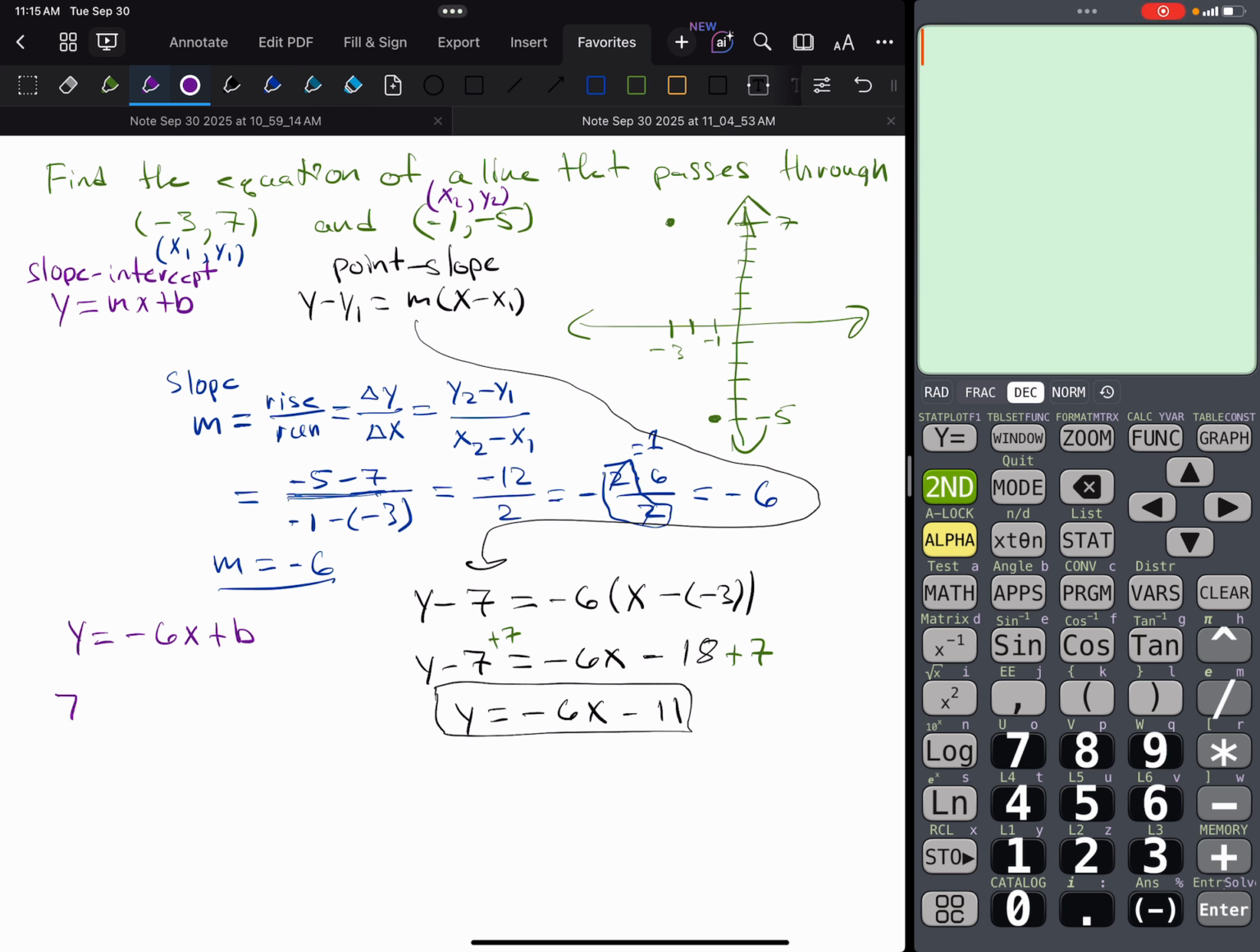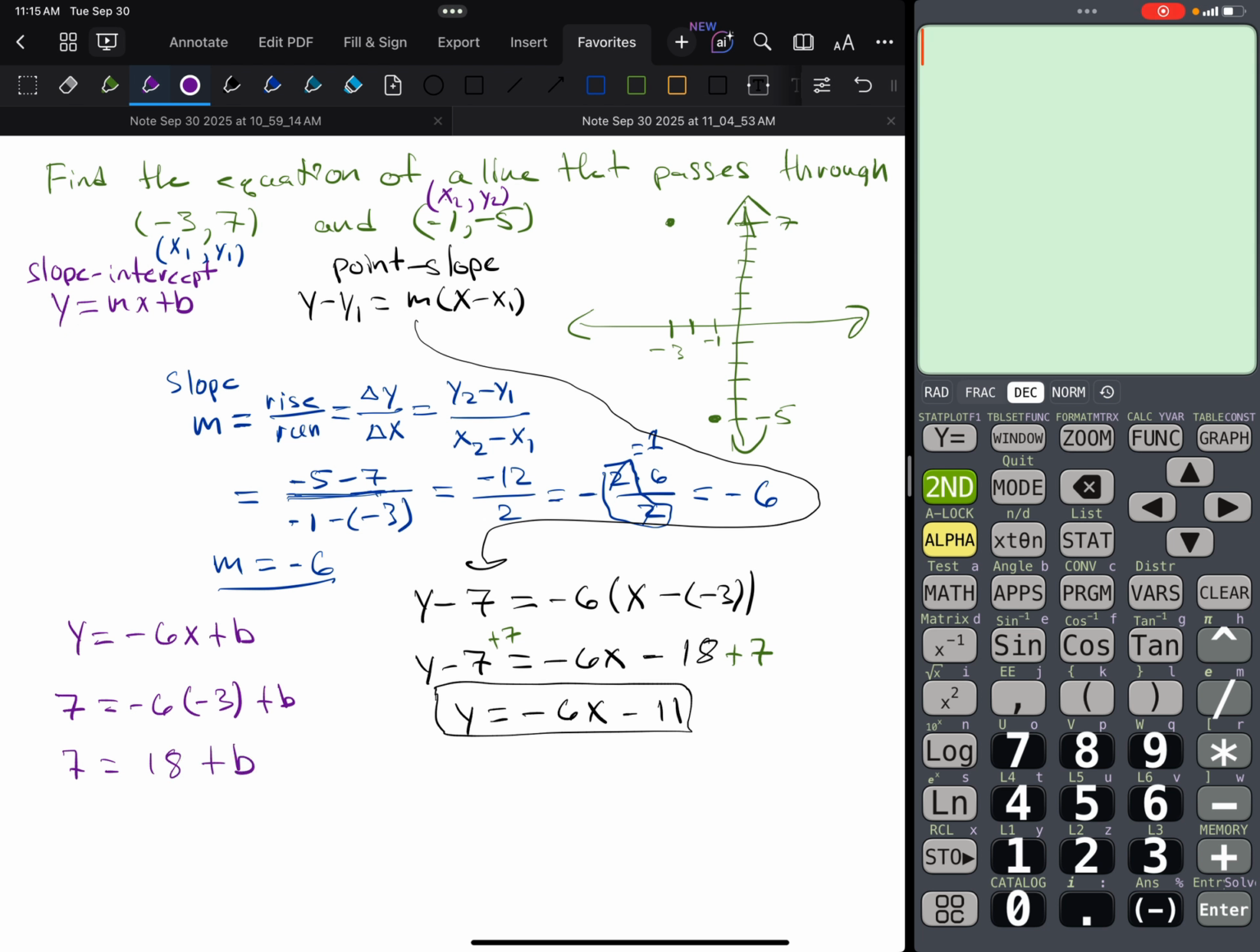I'll put 7 in, so we're picking this point up here for the point that I'm going to use. And so I'll put in 7 for my y value, negative 6, and then I'm going to put a negative 3 in for my x value, and then plus b. Well, I'll have 7 equals negative times a negative is a positive. We already did 3 times 6 is 18 plus b.